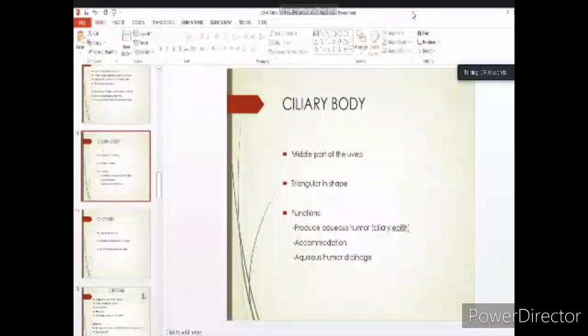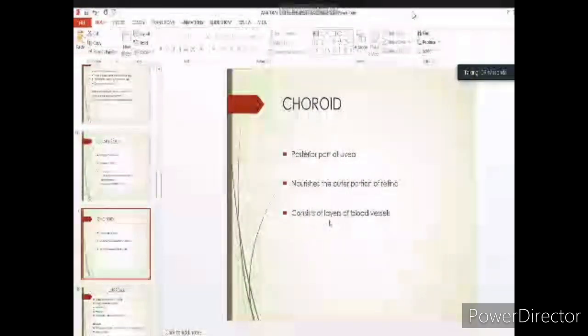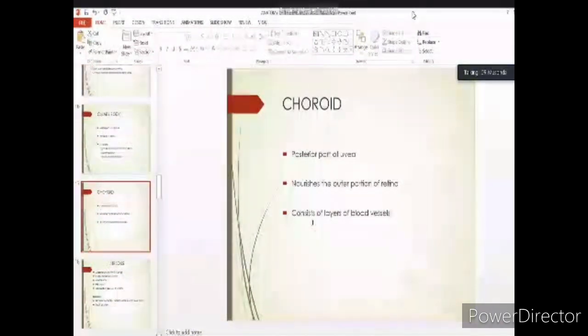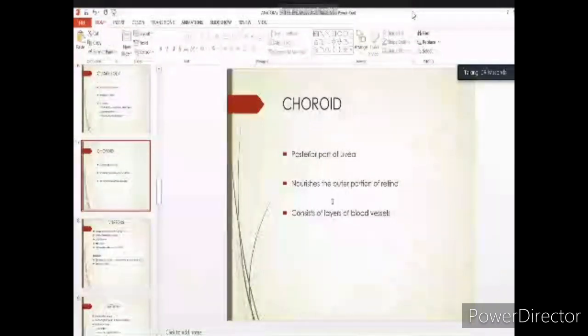Okay. Next structure is the posterior part of the uvea, which is called the choroid. This is what nourishes the outer portion of the retina, and it has a lot of blood vessels. Always remember the uvea is the vascular layer; the main blood supply is through the uvea. The rest of the structures are avascular, and that's because of the nature of the eye and its function.